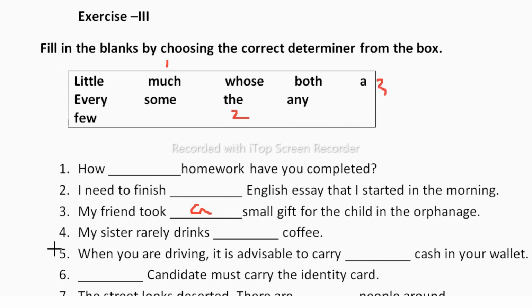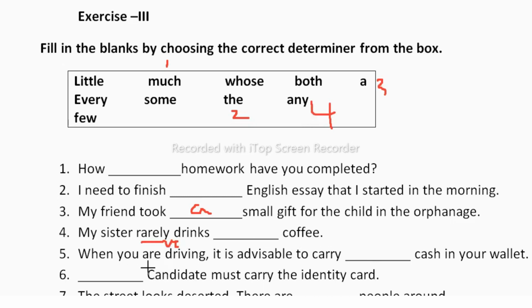Now let's do the next one. My sister rarely drinks dash coffee. Rarely shows the negative sense. So what do we use for the negative sense? We can use little, we can use few, and we can also use any, because all three show the negative term. Here we can't use few because we use few with countable things, little with uncountable things. But we cannot say my sister rarely drinks little coffee here. We use any coffee here. So my sister rarely drinks any coffee.